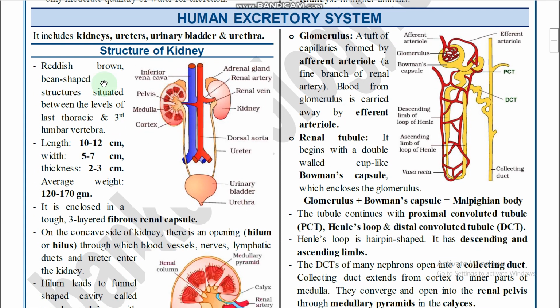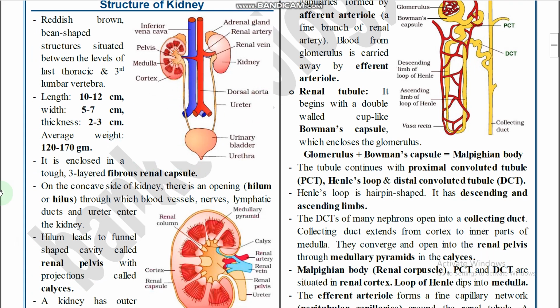Structure of kidney: a reddish brown bean shaped structure situated between the levels of the last thoracic and third lumbar vertebra. The location of the kidney is most important. Length of the kidney is 10 to 12 centimeters, width 5 to 7 centimeters, thickness 2 to 3 centimeters, and average weight 130 to 170 grams, right. It is enclosed in a tough three-layered fibrous renal capsule. Once again, go through this diagram and labeling in NCERT.